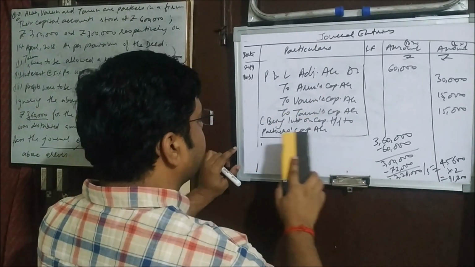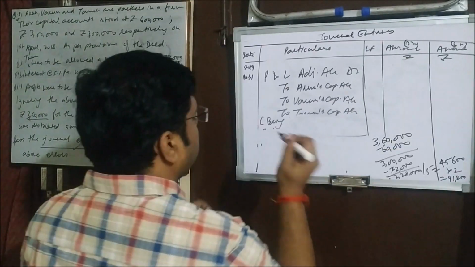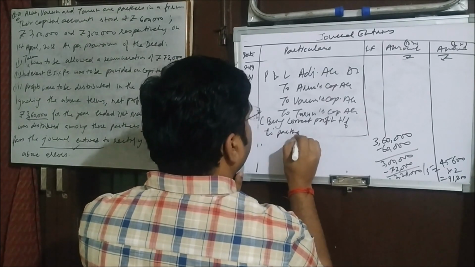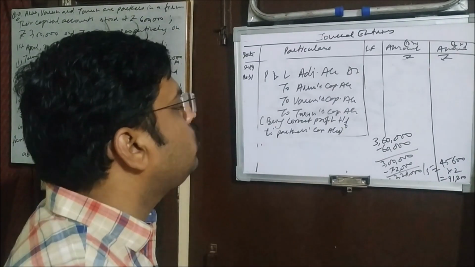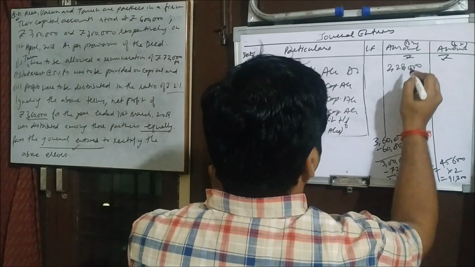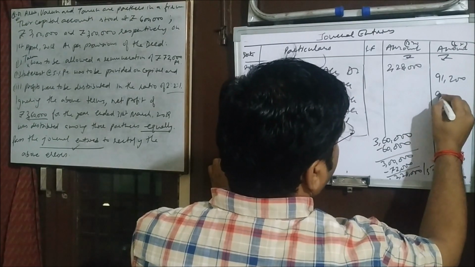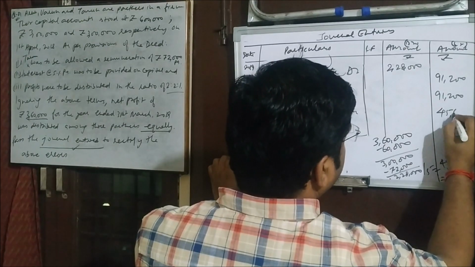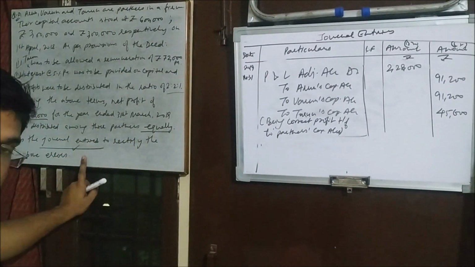So without wasting much time, let's pass the entry for that. I think the same entry will be done. Only we need to change the narration here. Being correct profit transferred to partners capital accounts. So we'll write down here 2,28,000, and Arun will get how much? 91,200. Same Varun will get 91,200, and Tarun will get 45,600. So this is the way to attempt the question under this category.